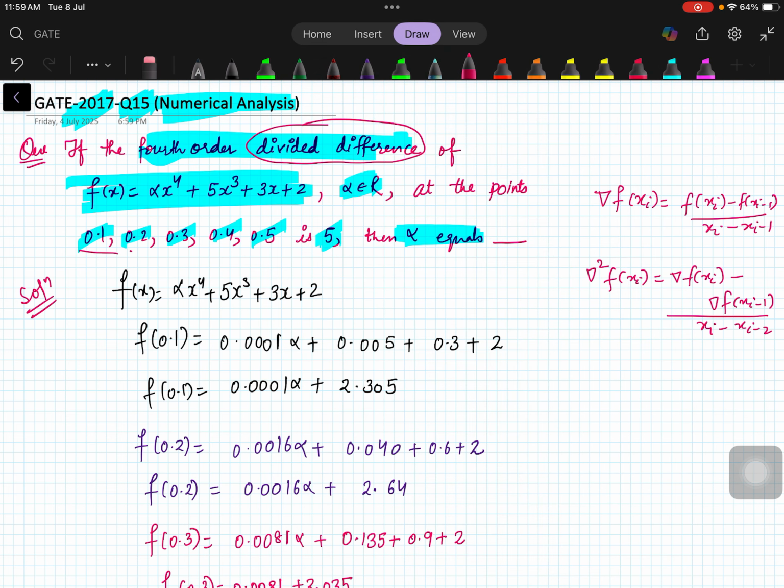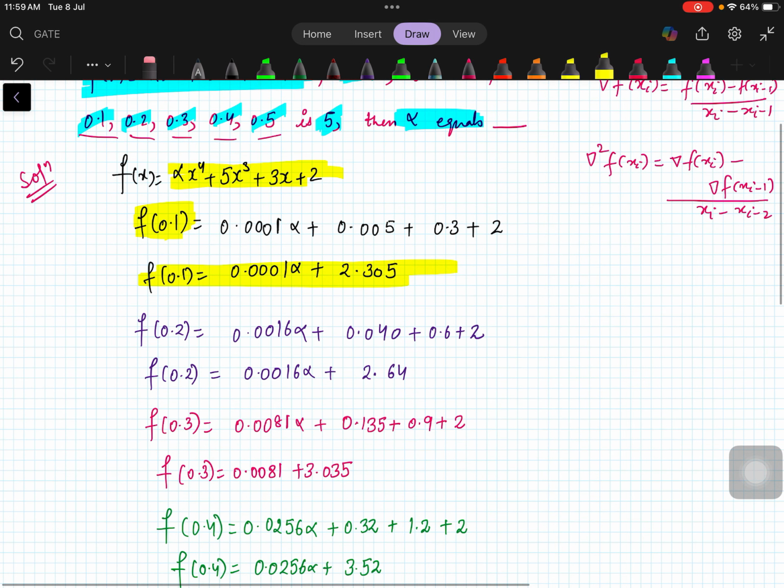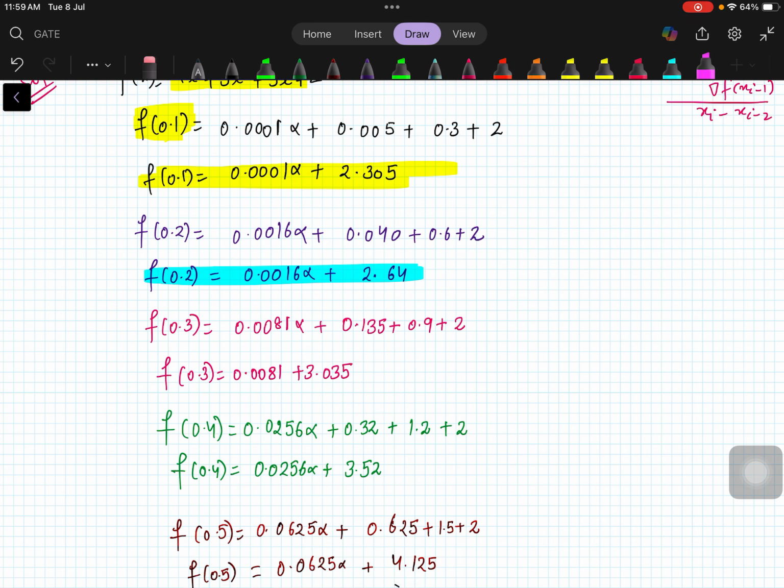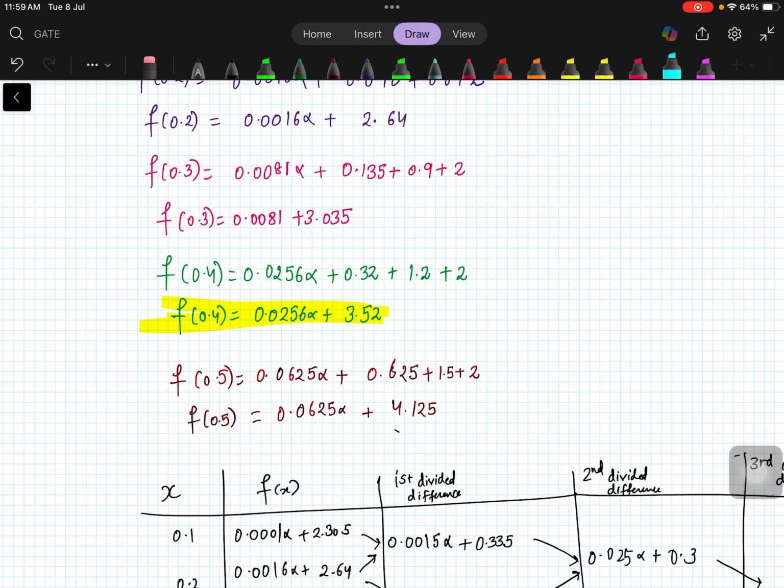So the first task is to get the value of the function at these points. Let us find the value of this function at the point 0.1. You just put x equal to 0.1, and this is what you get. Similarly at point 0.2, this is the value of the function, we just insert x equal to 0.2 in the function, and then at point 0.3, this is the value of the function, at point 0.4, this is the value, and at point 0.5, this is the value of the function.